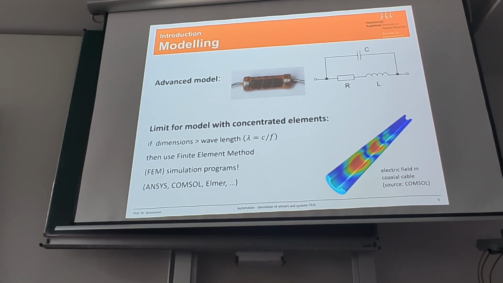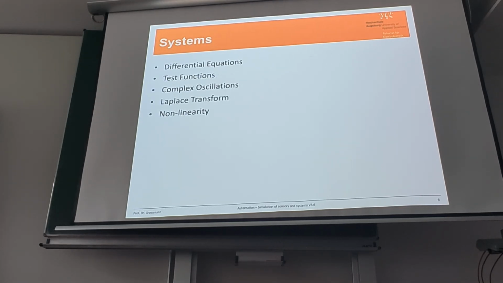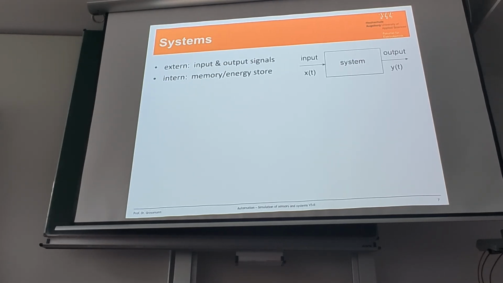Okay, so this is the limit, so we will not talk about this. That means we will always have smaller dimensions, and our wavelength is always larger. Now we have large dimensions. Okay, now back to the system.